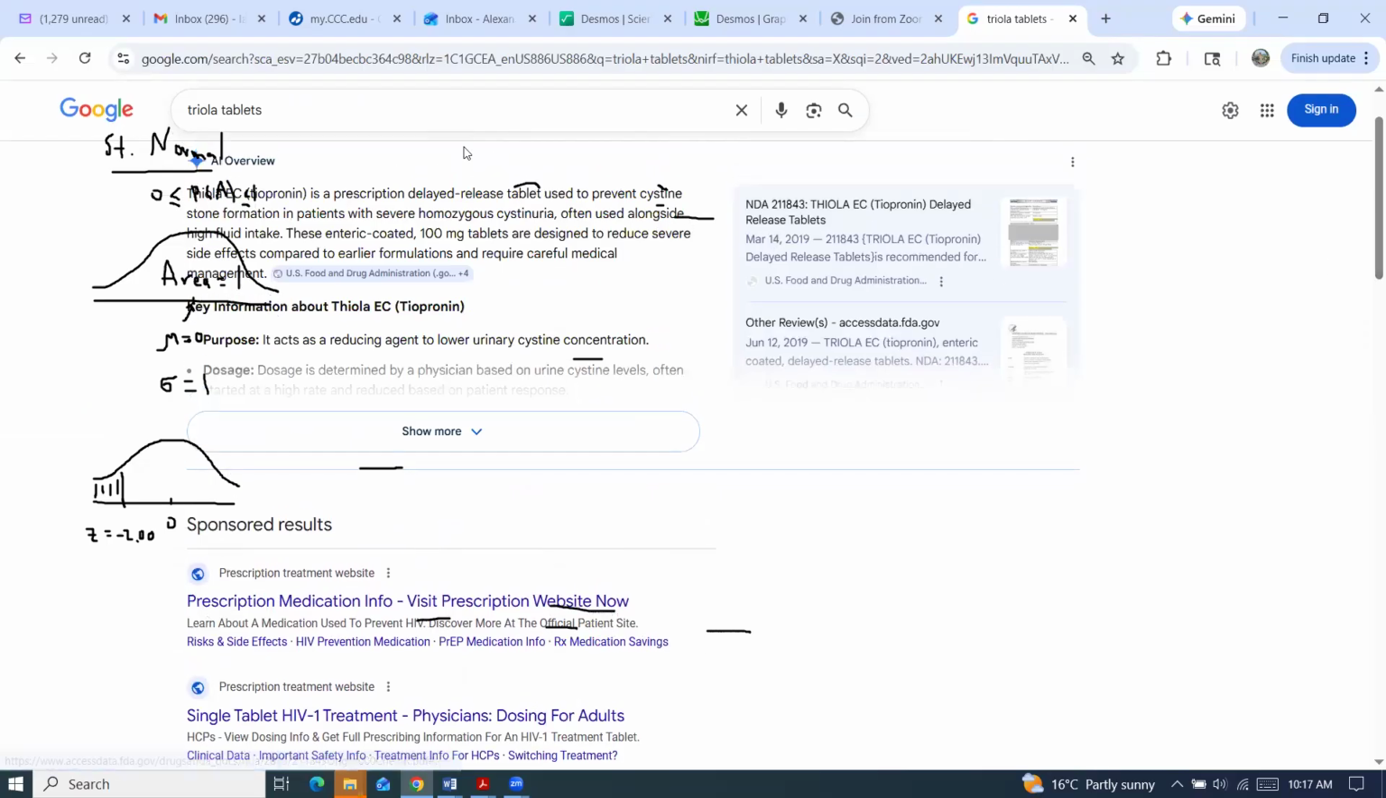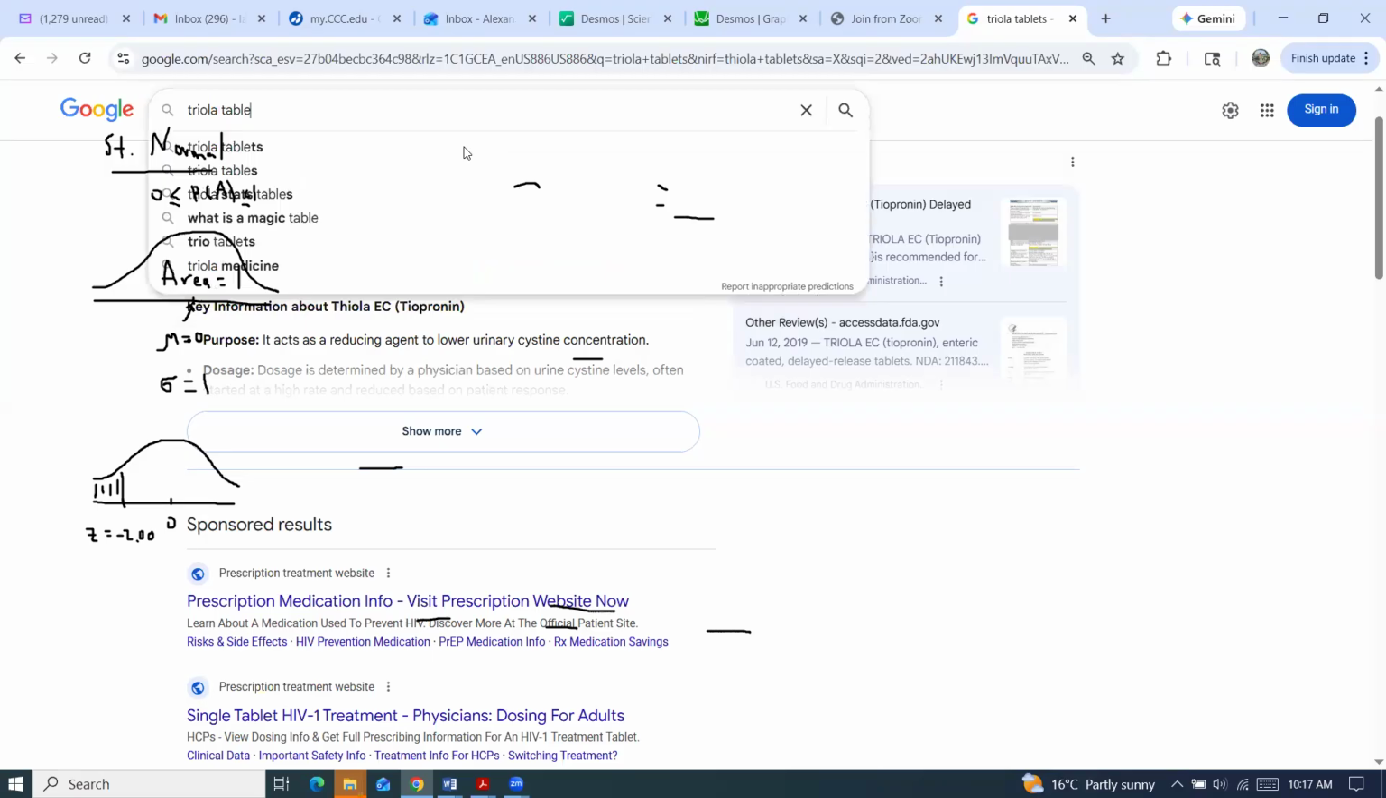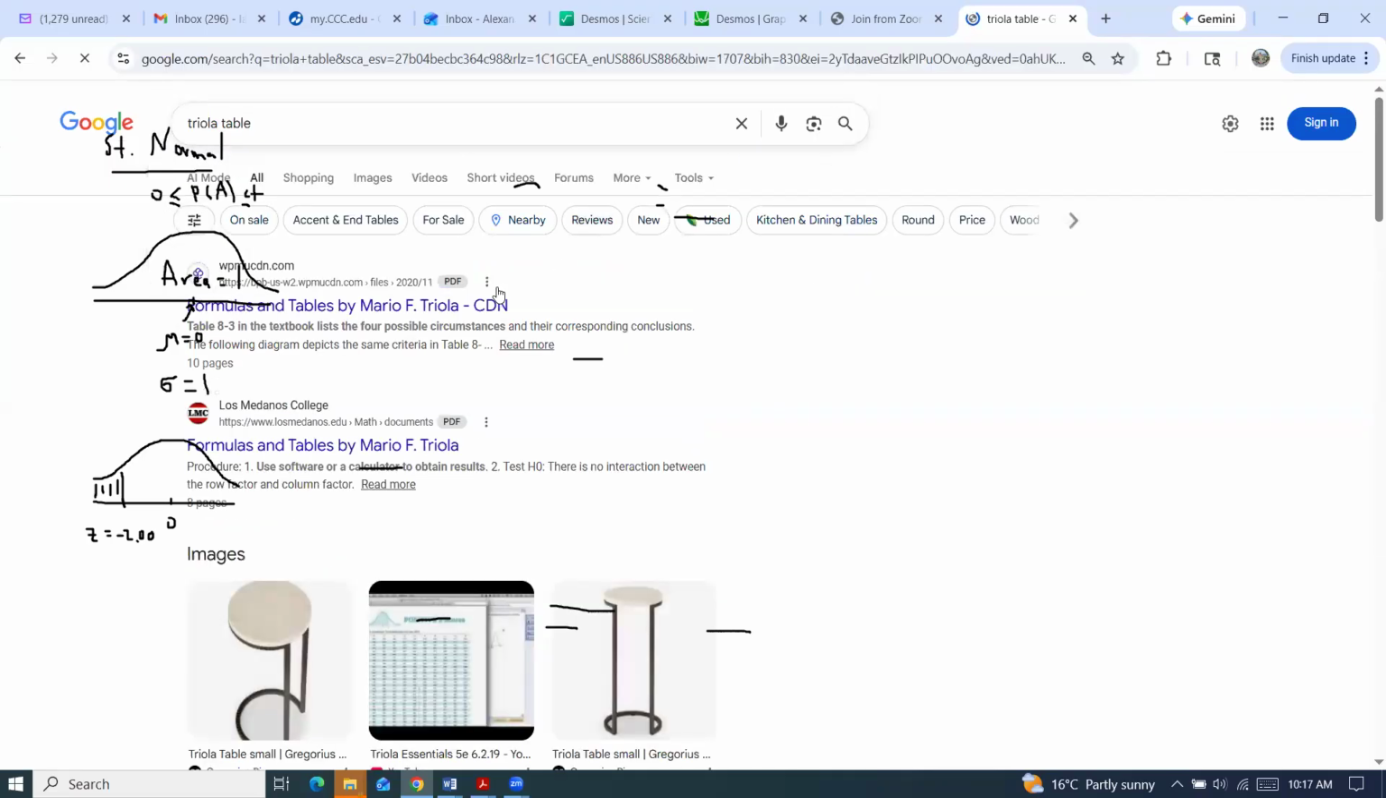So, oh, tables. Maybe. So looks like we have, see, it's found something. So it gives me tables. Actually, no, I don't need tables. I need the one that looks not like the one that you use, the furniture.